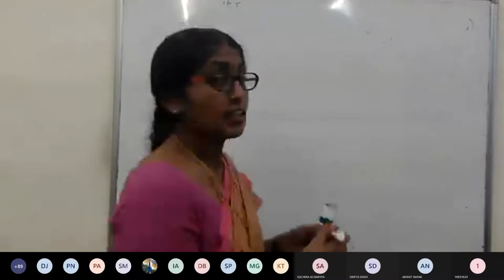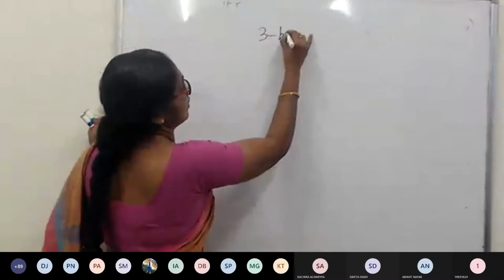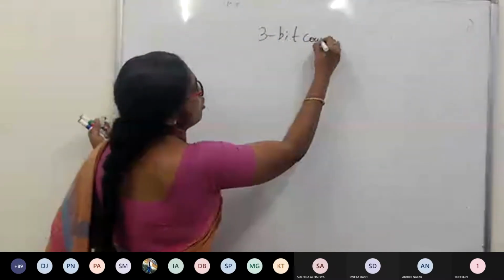Ma'am, we are doing 2-bit counters. Yeah, we did a 2-bit counter. That's true. But did you do it for a 3-bit counter? Did you extend it for a 3-bit counter? Yes, ma'am. Okay, so you have done it for a 3-bit counter, right?